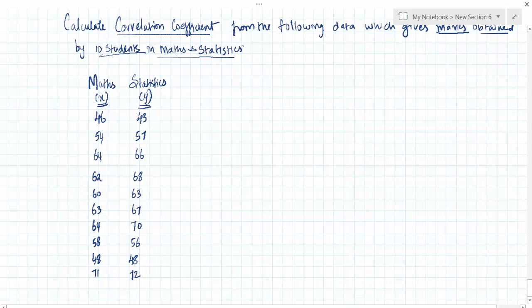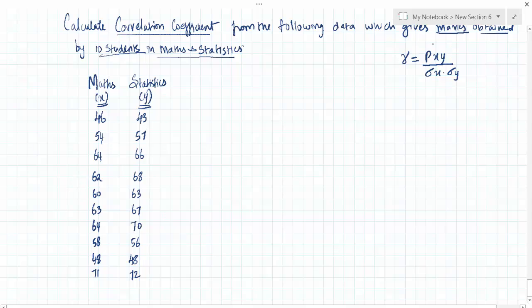So now we have to measure the degree of relationship between these two variables. That is, basically we have to calculate the correlation coefficient. So how do we calculate the correlation coefficient? The correlation coefficient is represented by the symbol r, and it is covariance of x, y divided by standard deviation of x and standard deviation of y.